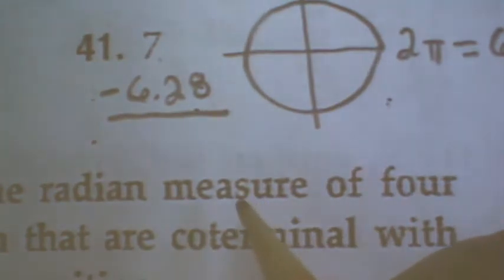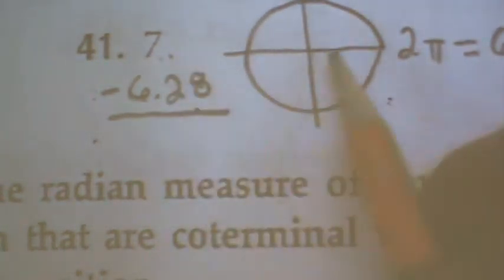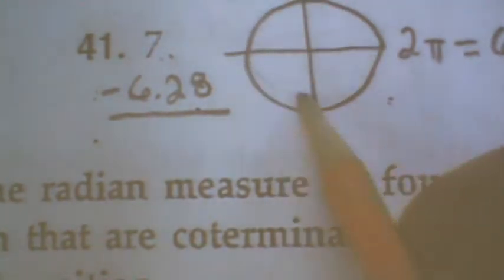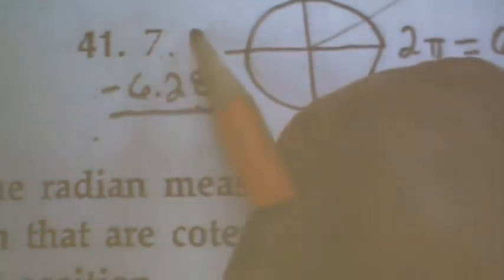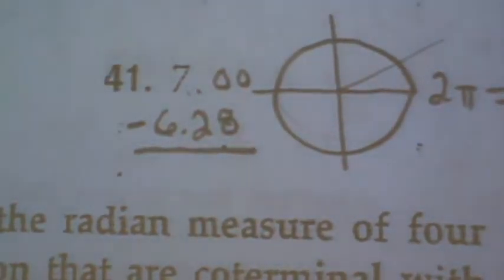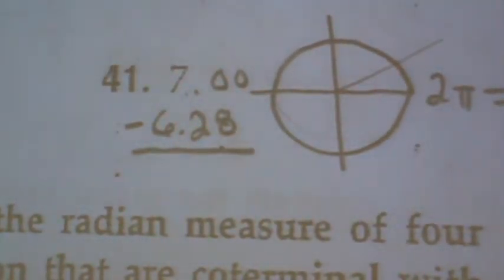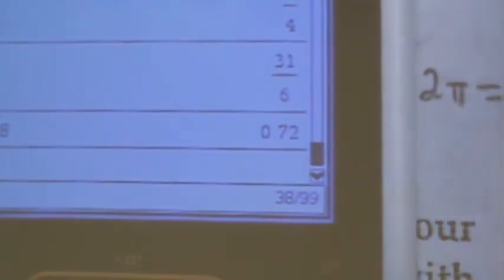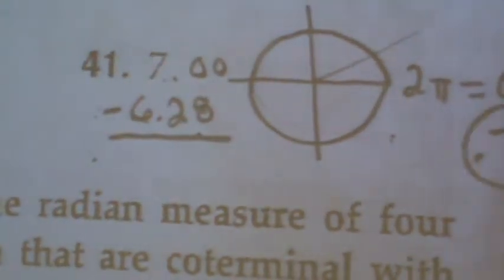how would you figure this one out? Instead of subtracting 2 pi, what are you going to subtract? You're going to subtract 6.28. Does that make sense? Because 7 went over, it started here and it went over and it went up a little bit. So now what you have to do is do 7 minus 6.28, and your answer is 0.72. Does that make sense? Okay, next.